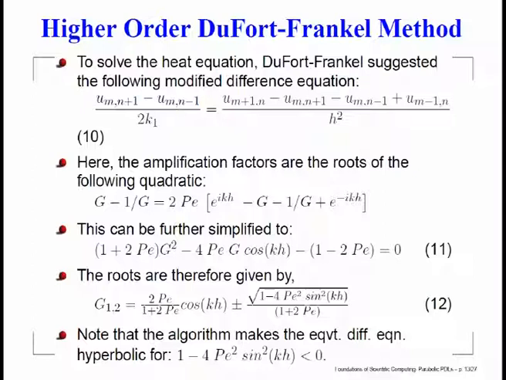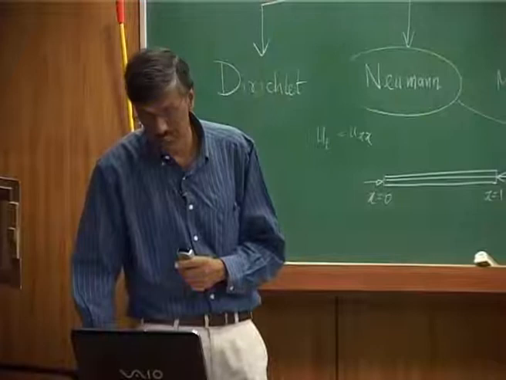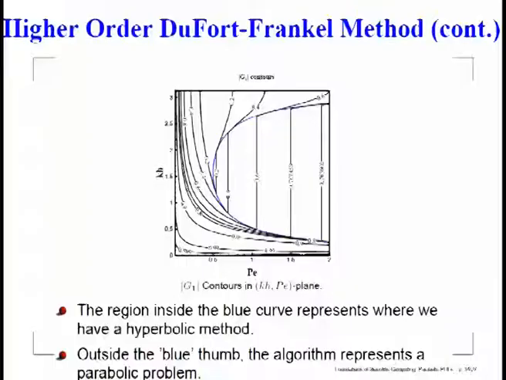And the Dufort-Frankel method has to be handled rather carefully. So, you have to ensure, you have to choose your Peclet number in such a way that the last relation is not violated, so that you get truly real values of g1 and g2. And we can actually work it out. We can work it out once again in the Peclet number k h plane.